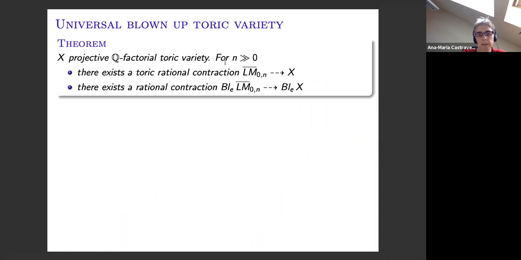So the Losev-Manin space is a toric variety, and it's universal in the following sense: if you have any projective Q-factorial toric variety, you can always find an n sufficiently large so that you have a rational contraction from the Losev-Manin space into this toric variety. And in fact, moreover, there is a rational contraction between the corresponding blow-ups at the identity point of this toric variety and the Losev-Manin space. So you can decompose this into a sequence of small modifications and surjective morphisms.